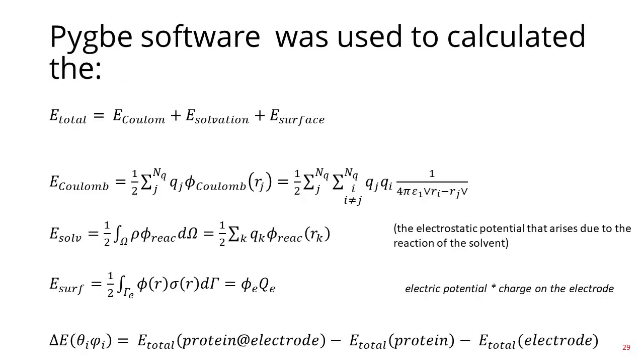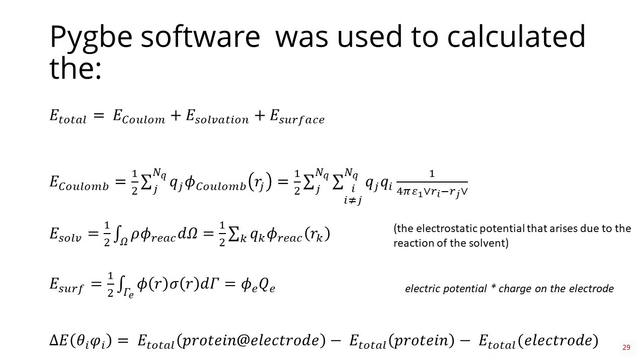The output of PGB for one orientation is contained in one folder. The name of the folder obviously is output, but inside of that folder you can find four files. One of the files that is important is the output.log file. It's a text file that contains all the information of the calculation. The most important thing is that in this file are reported the values of the Coulomb energy, the solvation energy, and the surface energy. And those are the results that are obtained from PGB.